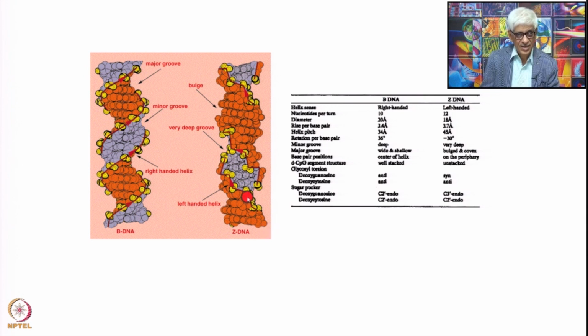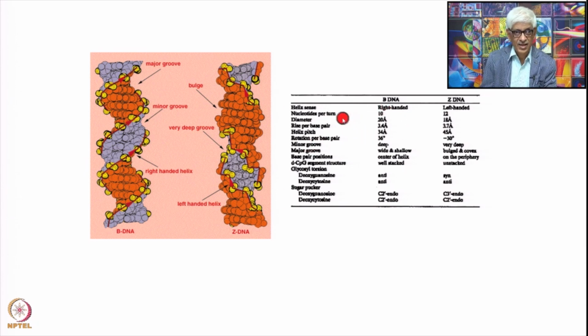On the other hand, the Z-DNA is a left handed helix. You see the helix goes like this, and it is also zigzag. It is not as smooth as the B-DNA. It goes in a zigzag manner, with a left handed helix as indicated here, and there is a deep groove and a bulge at this point. Therefore, this structure is not as smooth and symmetric as the B-DNA. And here are the parameters given for these two structure types.